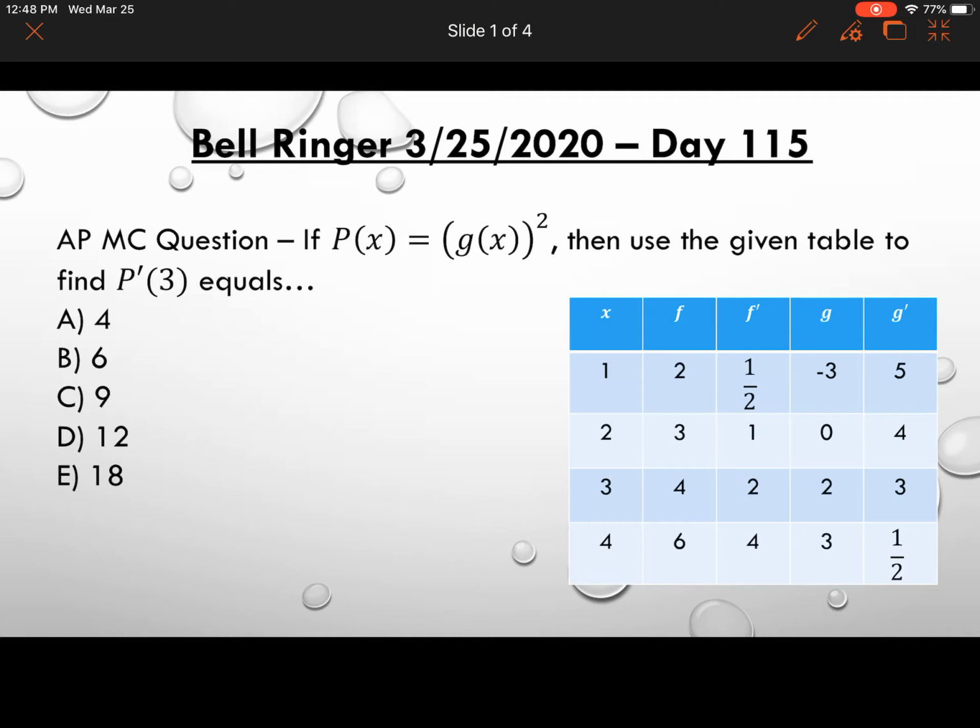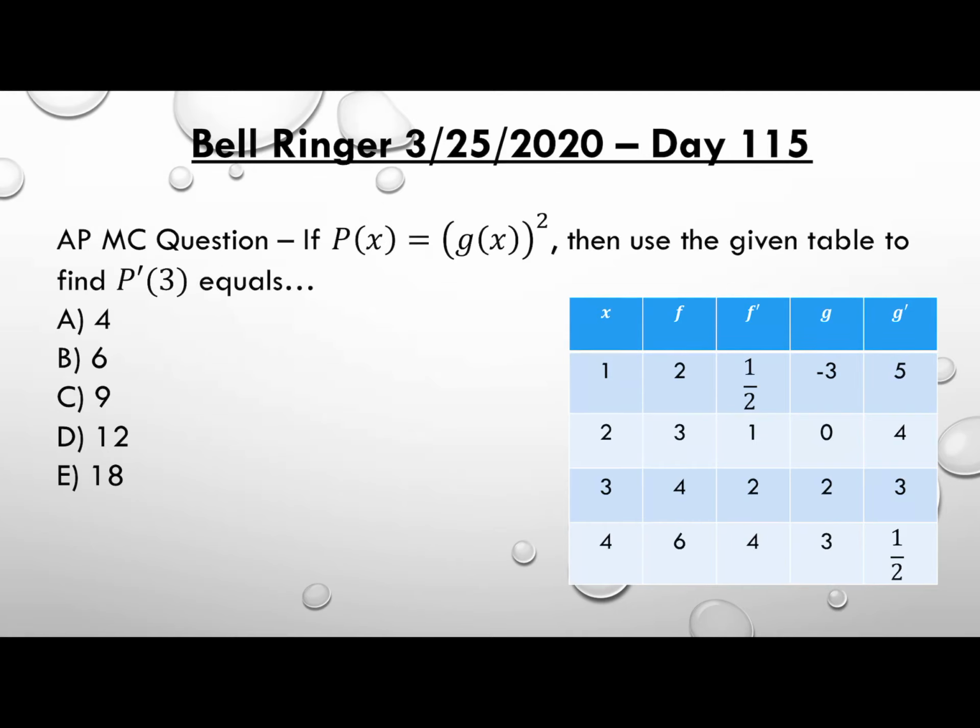Alright, so we have another multiple choice AP question. We're given a function p of x and we're told that it's equal to the quantity g of x squared. Then it tells us to use the given table to find p prime of 3.